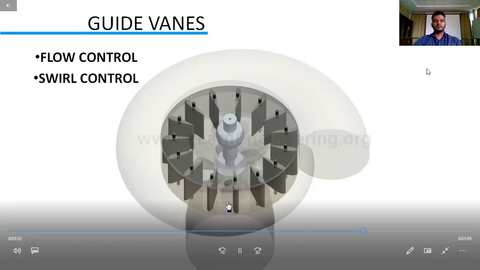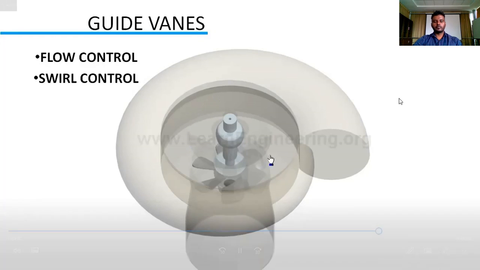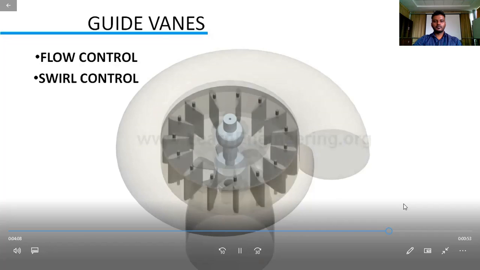If guide vanes were not present, the flow would be highly swirling in nature due to its tangential entry. Such a flow would reduce performance of turbine drastically due to its poor angle of attack. So guide vanes control swirl of flow for optimum angle of attack.